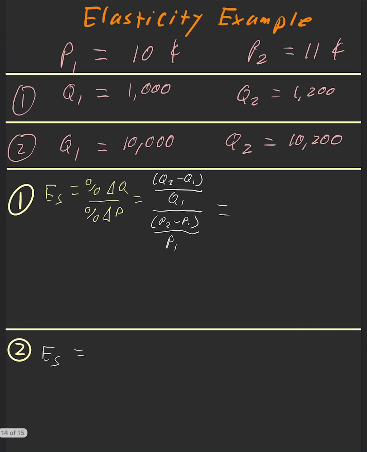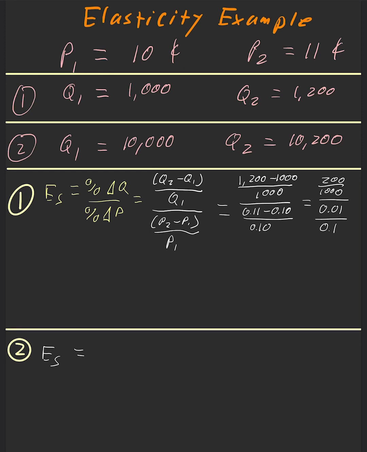Let's just plug in our numbers here. So we get 1,200 minus 1,000 divided by 1,000, over 11 cents minus 10 cents divided by 10 cents. We can simplify this down very quickly. 200 over 1,000, 0.01 over 0.1. So we can cancel this out, and we'll see this will be 2/10.